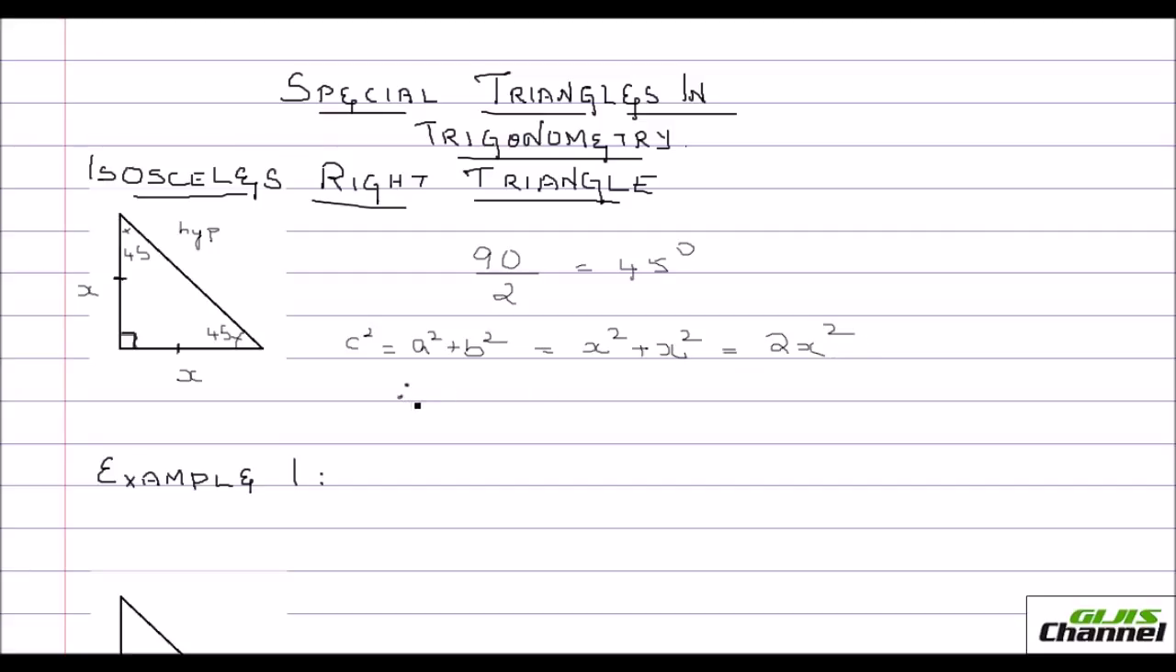Therefore your c would be the square root of 2x square. Since you don't have a perfect root for 2, I just keep it as it is. So I get root 2, and the square root of x square is x. So I get c as root 2 x. Now you see that the ratio of an isosceles right triangle is 1:1:root 2, and the root 2 is your hypotenuse side.